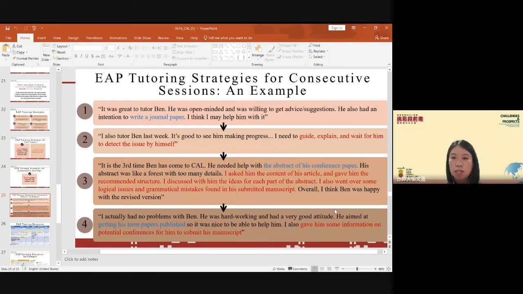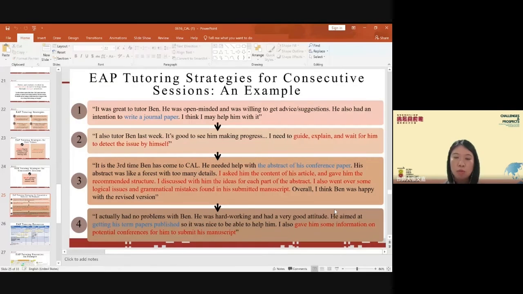So here's one example from one of our tutors working with the same tutee over time. Basically, the tutor would identify the purpose or the motivation for the students to come into the session, and then share a lot of different strategies with them, monitor their previous progress, and provide new teaching strategies throughout the process.